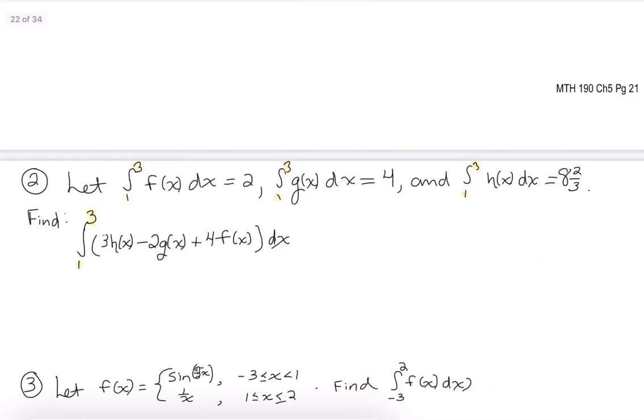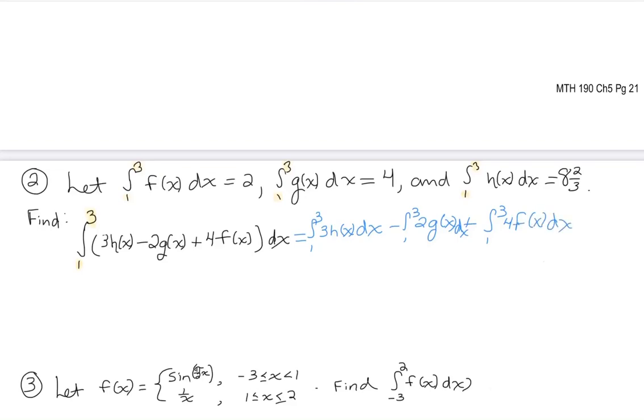And now I'm looking for a definite integral from 1 to 3 of a linear combination of those prior given integrals. So we have a property up above that says, essentially, you can take a definite integral term by term. So much like you took antiderivatives term by term, you can take definite integrals term by term as well. So let's first rewrite this in expanded form here.